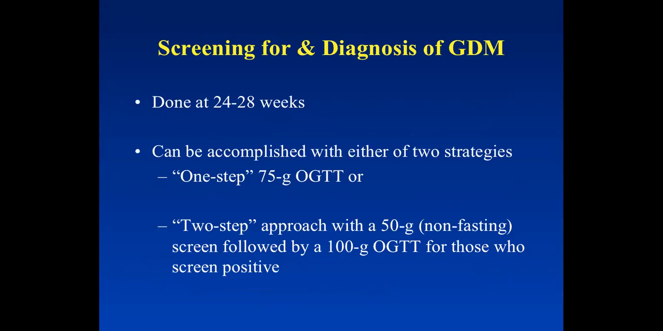So as I said, screening for diabetes or gestational diabetes is usually done at 24 to 28 weeks. We can do it in 2 ways. The diagnosis or screening can be done using a one-step 75 gram OGTT, or there's a 2-step method where you give 50 gram glucose to a non-fasting woman, and if the result comes out above a certain cutoff point, which we will see later, then we go for the 100 gram OGTT.